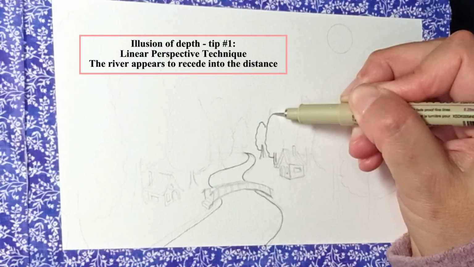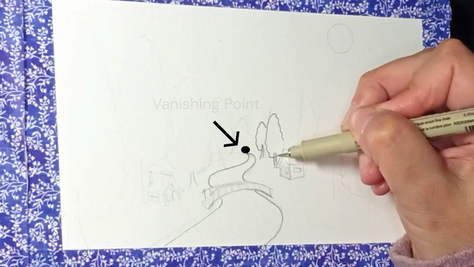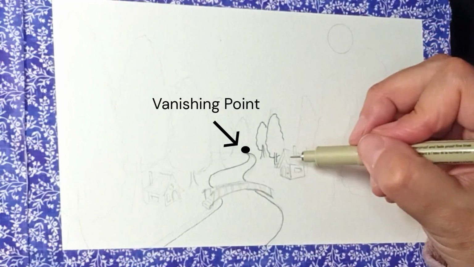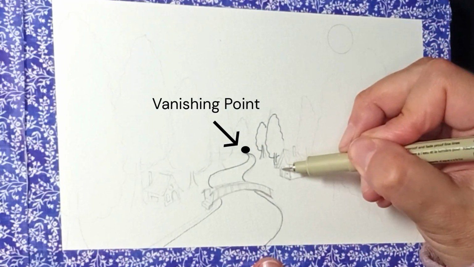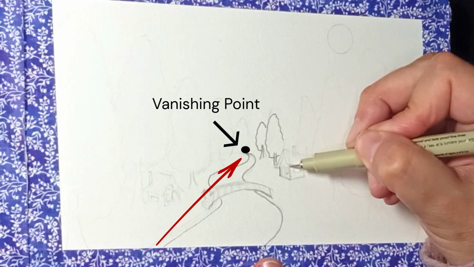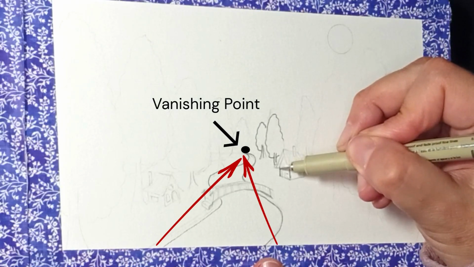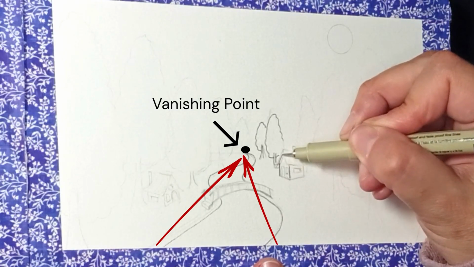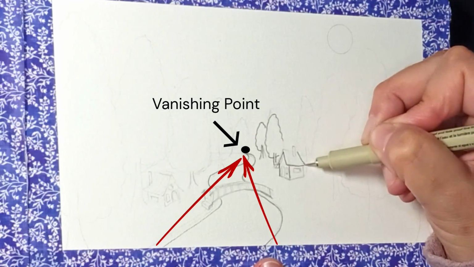Linear perspective drawings have at least one vanishing point on the horizon. Parallel lines, such as the lines in this river, appear to converge at this point as they recede into the distance, even though in reality they are parallel.